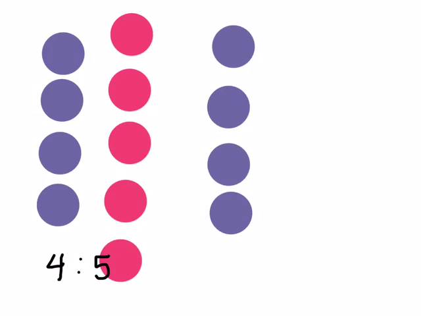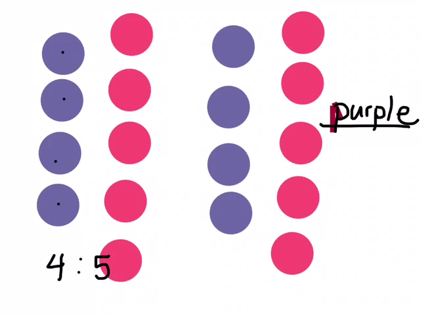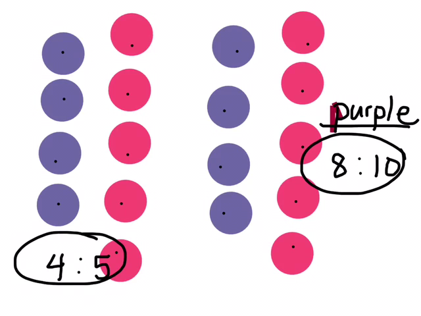Here, if I have a ratio of 4 purple to 5 pink, well, if I want to continue this, if I add another 4 purple, how many pink are we going to add? 5. Good. And let's see, what's the total number of purple? 1, 2, 3, 4, 5, 6, 7, 8. And how many pink? 1, 2, 3, 4, 5, 6, 7, 8, 9, 10. Okay, so 4 to 5 is equal to 8 to 10.